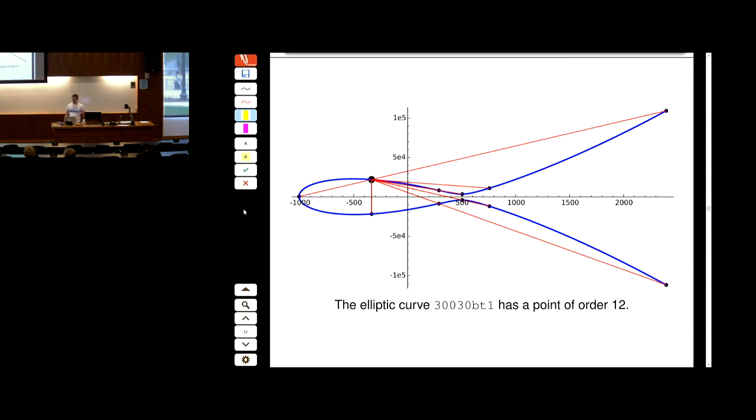So here's, for instance, an elliptic curve. That big point here has order 12 on that elliptic curve, and this is the Cremona label of the elliptic curve.